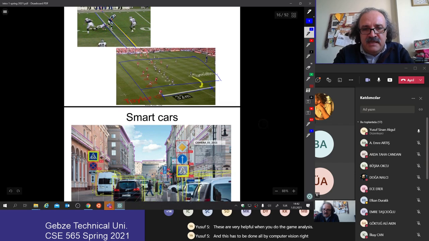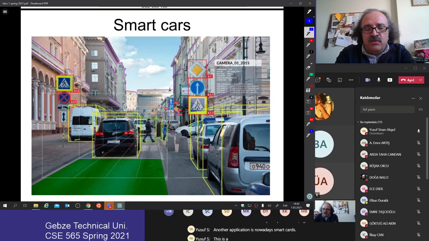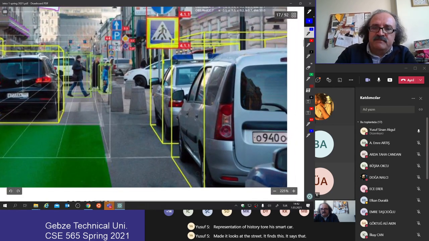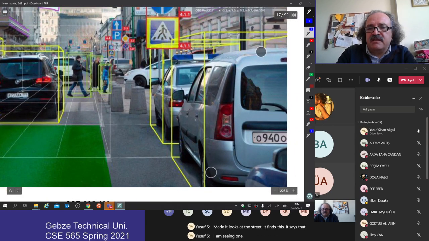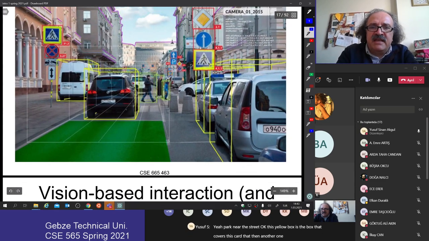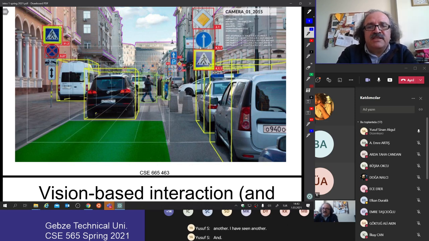Another application nowadays is smart cars. This is an internal representation of a street by a smart car. When it looks at the street, it finds this. It says I am seeing one object, a car parked near the street. Okay, this yellow box is the box that covers this car. Then another one. Then I have seen another car that's in front of me.